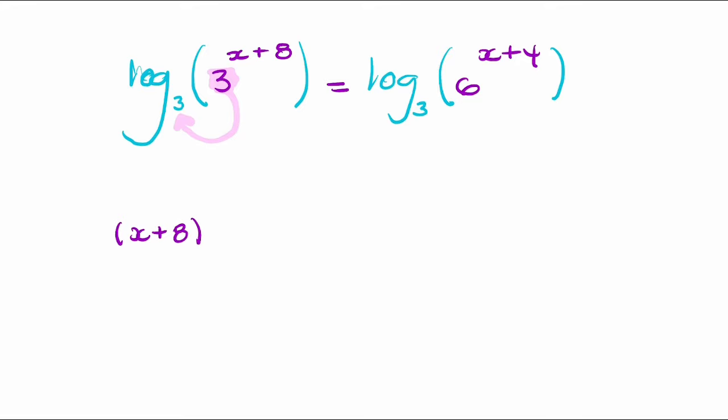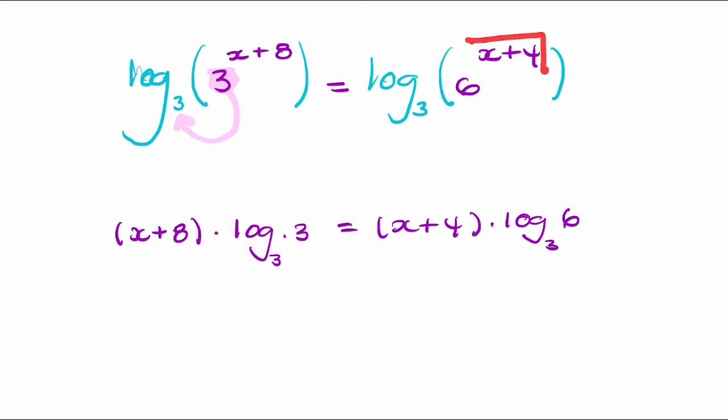x plus 8 times log to the base 3 of 3. Because the power's gone, so all that remains is 1. So that 3 is that 3. And that's equal to x plus 4 times log to the base 3 of 6. Same reason, this x plus 4 is now here, leaving just 6 to the power 1.